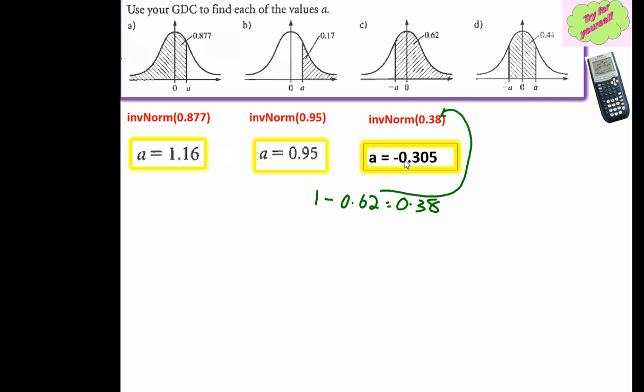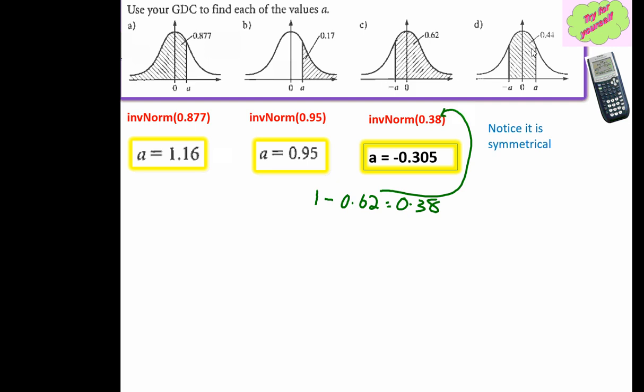So it would be negative 0.305, because we know it needs to be a negative number, because it's to the left of 0, and so on. So A must be equal to a negative number, because this z-value here has to be negative. So you put in inverse norm 0.38.